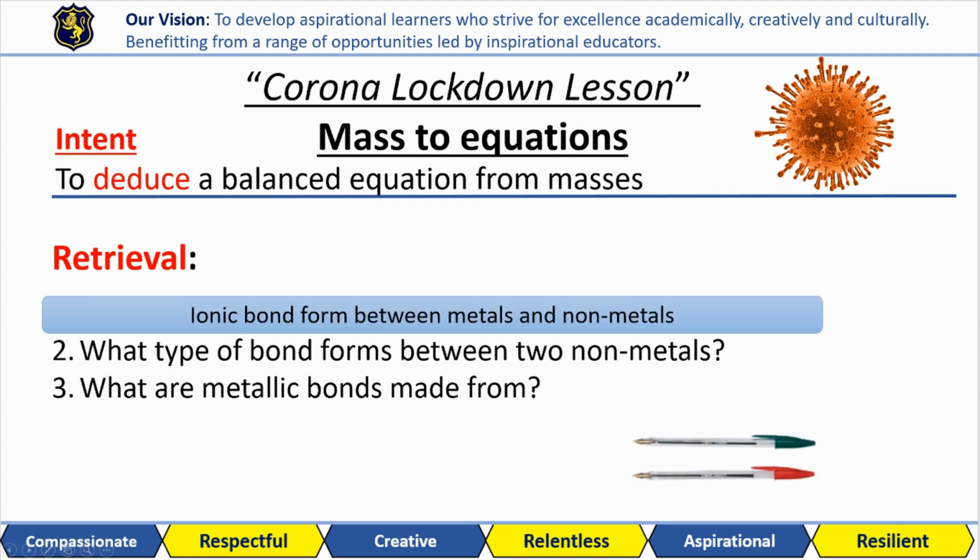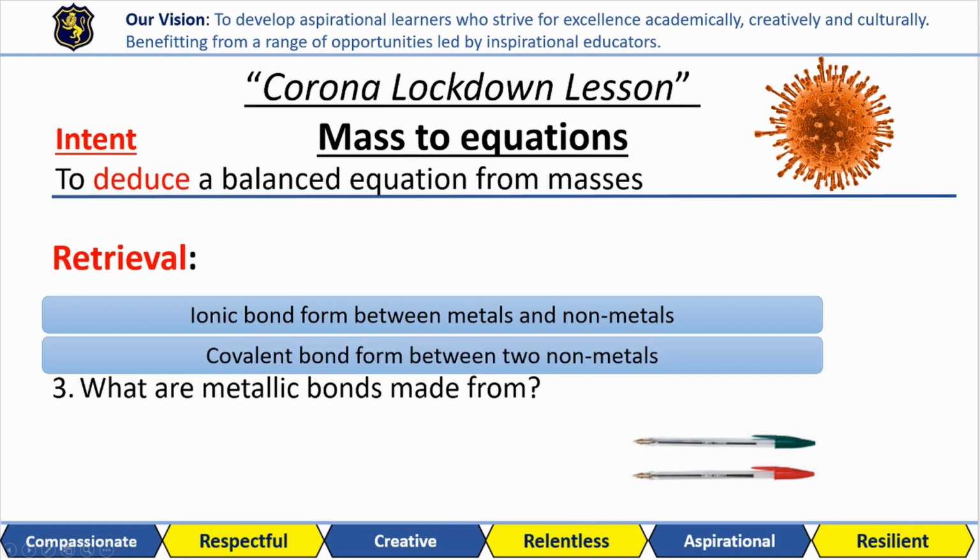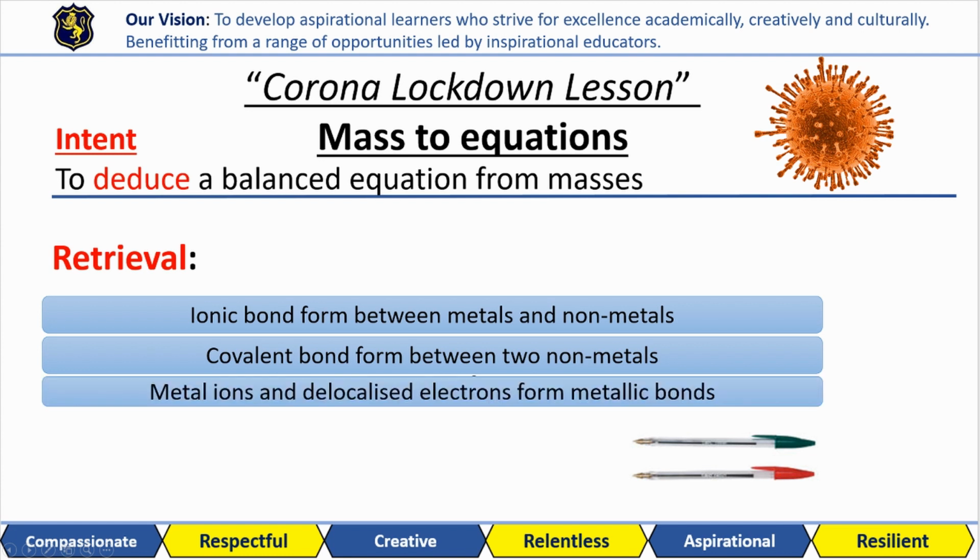Ionic bonds form between metals and non-metals. Covalent bonds, on the other hand, form between two non-metals, two or more non-metals. And finally, metallic bonds form between metal ions or metal cations and delocalized electrons.